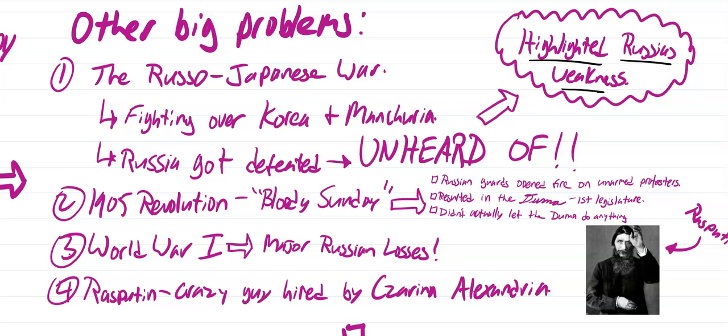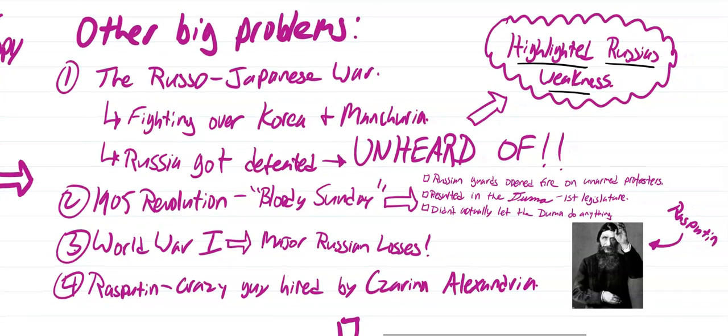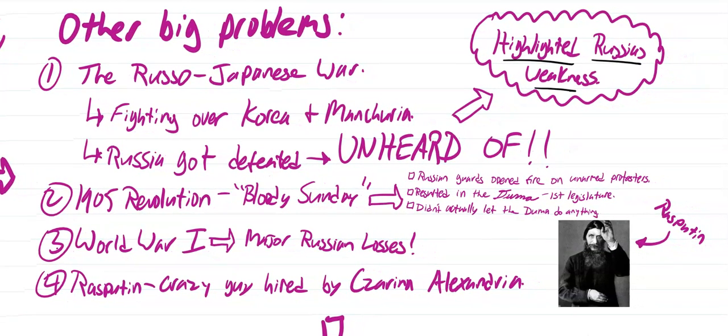And so Russia got defeated. All these things combined in 1905 led to revolution, and there was Bloody Sunday. Bloody Sunday occurred when Russian guards opened fire on unarmed protesters. Now, I know you're not supposed to protest in the Tsarist regime in Russia, but they did, and the guards opened fire. This resulted in the Duma.